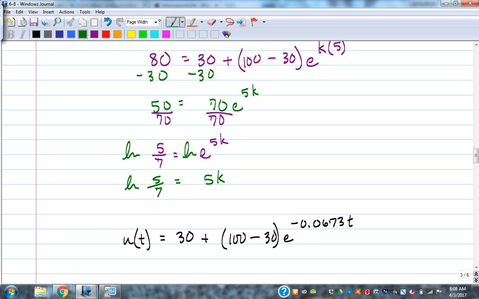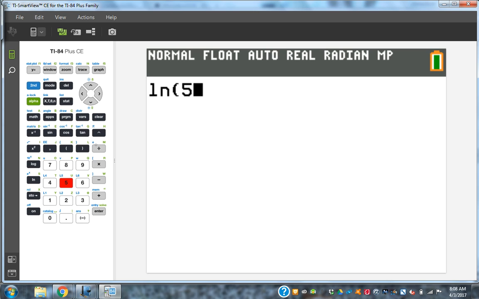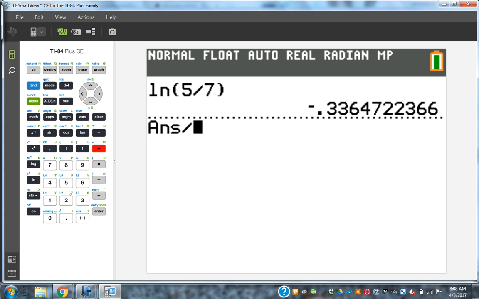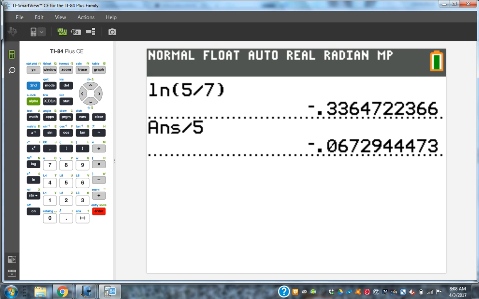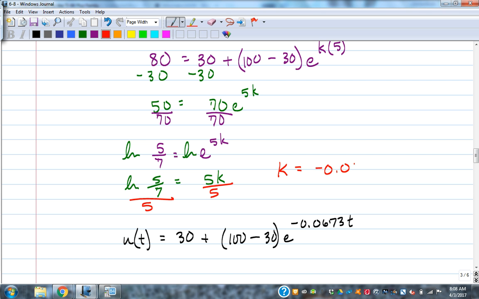So one more step to get what k is. Divide by 5. So when I divide that by 5, I'm going to get k is equal to something. So I need to figure out what natural log of 5 over 7 is, and then divide that by 5. Negative 0.0673. Let's go 3 significant digits there. So there's my k value.